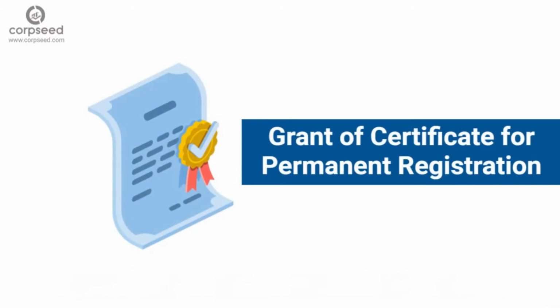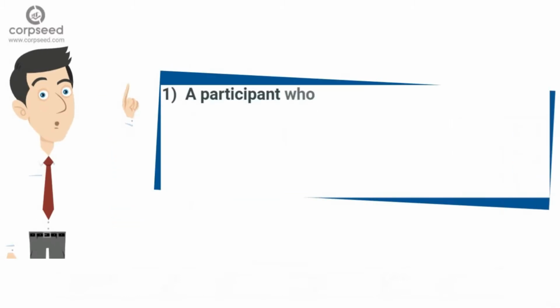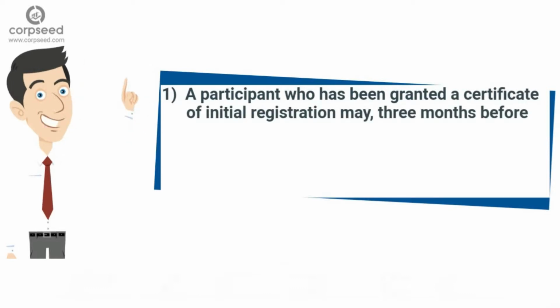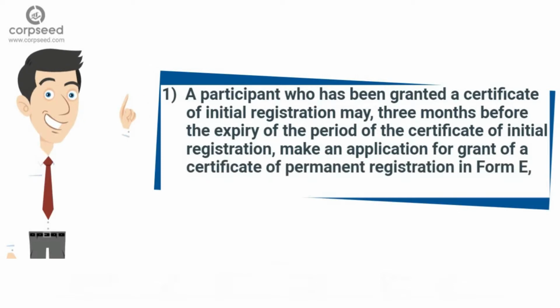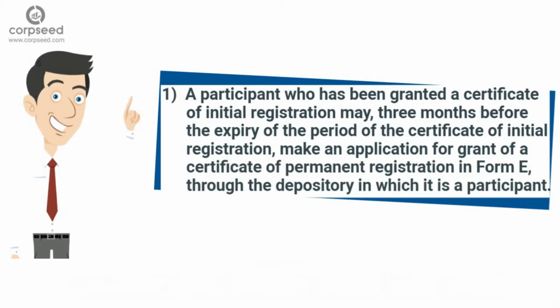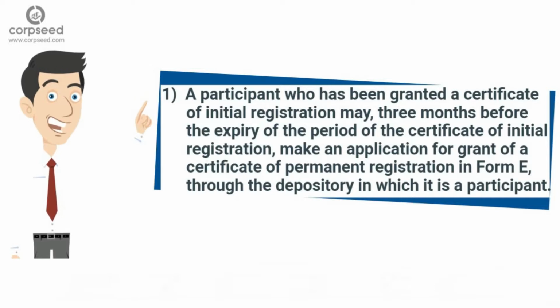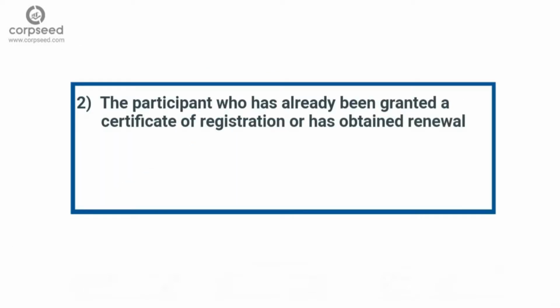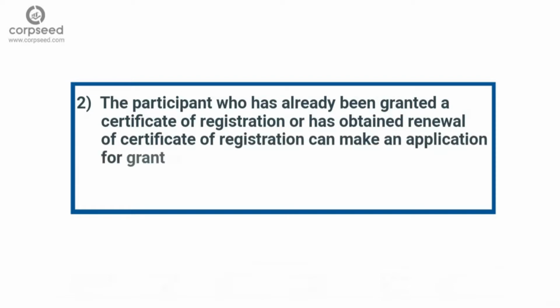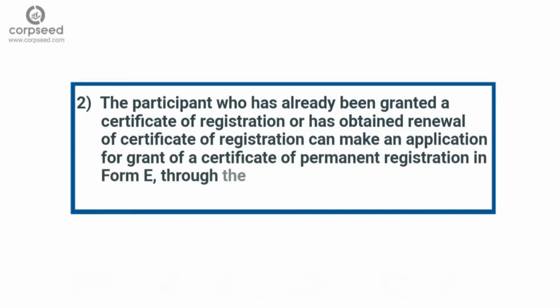Grant of certificate for permanent registration. A participant who has been granted a certificate of initial registration may, 3 months before the expiry of the period of the certificate of initial registration, make an application for grant of a certificate of permanent registration in the prescribed form through the depository in which it is a participant. The participant who has already been granted a certificate of registration or has obtained renewal of certificate of registration can make an application for grant of a certificate of permanent registration in the prescribed form through the depository in which it is a participant.